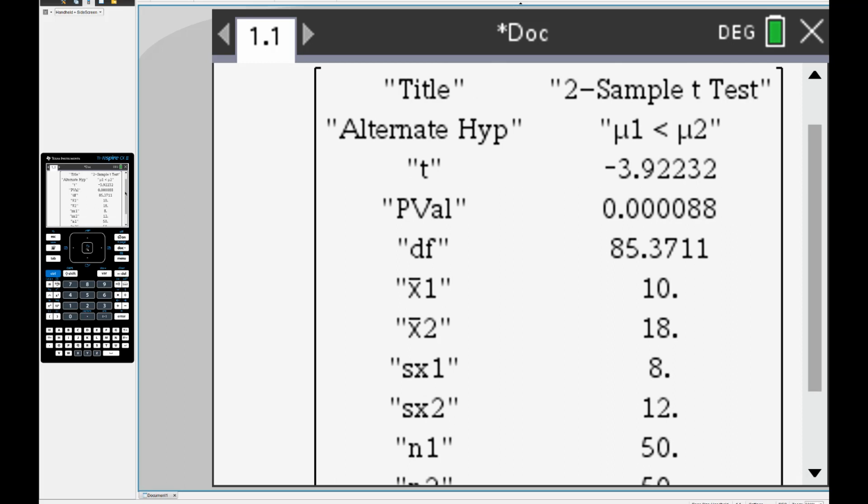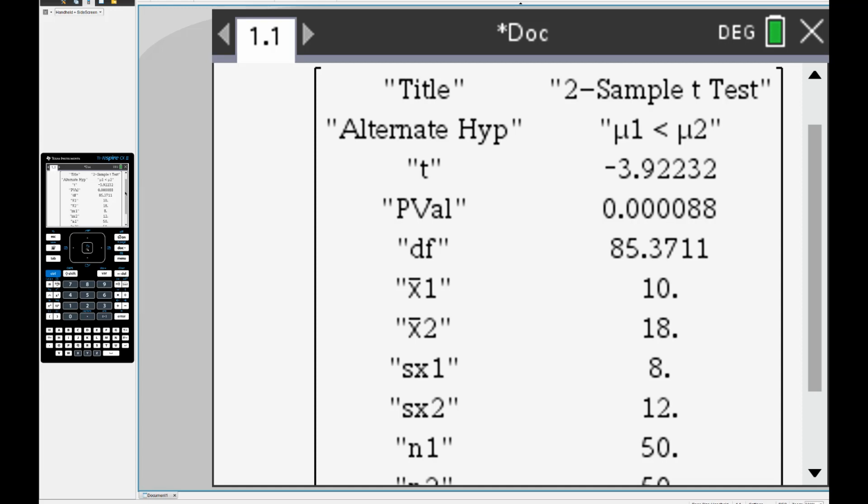T-score, negative 3.92232. This uses a more precise calculation for degrees of freedom. It's way beyond the scope of our course, but you can go ahead and record this if you were going to say two-sample t-test, and then look at your p-value. Extremely small, 0.000088, which means it is virtually impossible to get a sample like this if we assume that the null hypothesis is true. So it's virtually impossible to see a sample where we got this much more reduction in mean cholesterol by taking the new drug if there's absolutely no difference between the new drug and the old drug.